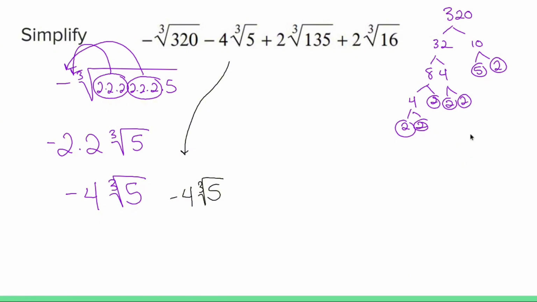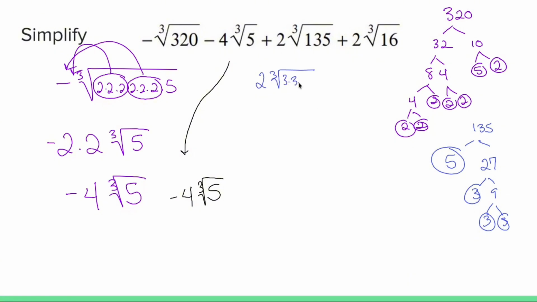So let's make a factor tree out of 135. Let me see. I can do 5 and 27. And 27 is 3 and 9. And 9 is 3 and 3. So this becomes 2 cube root of 3 times 3 times 3 times 5. Circle an identical group of 3's and bring it out. That's already there with the 2. So 2 times 3 is going to be 6.